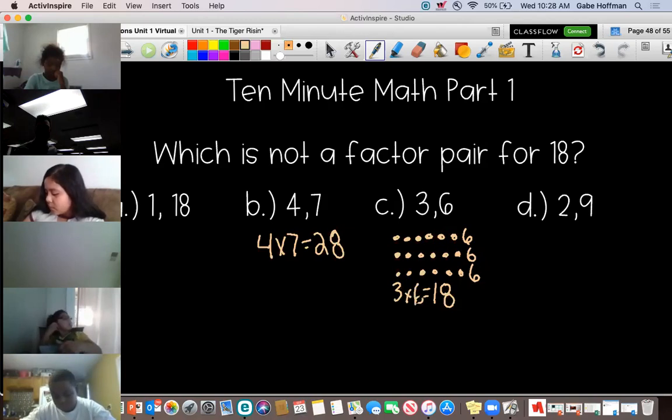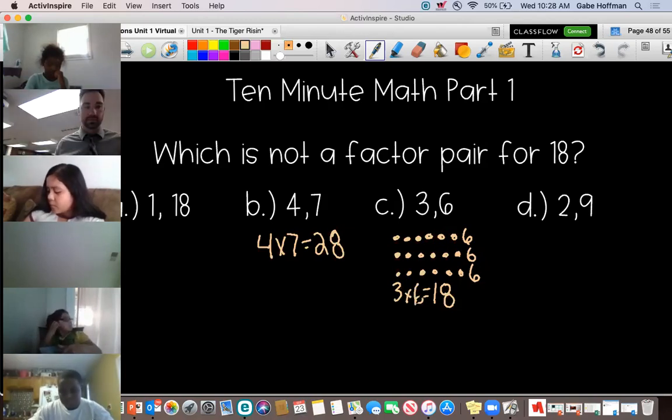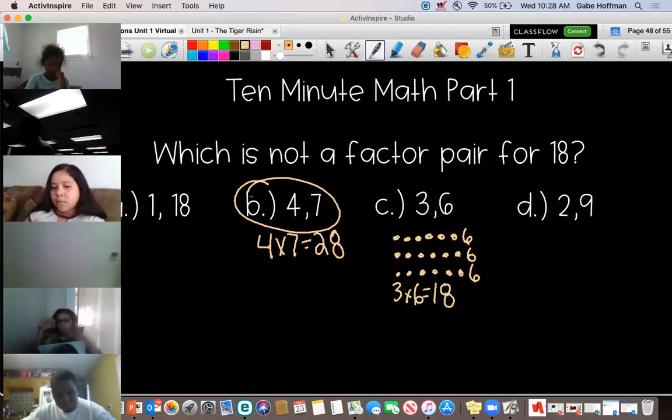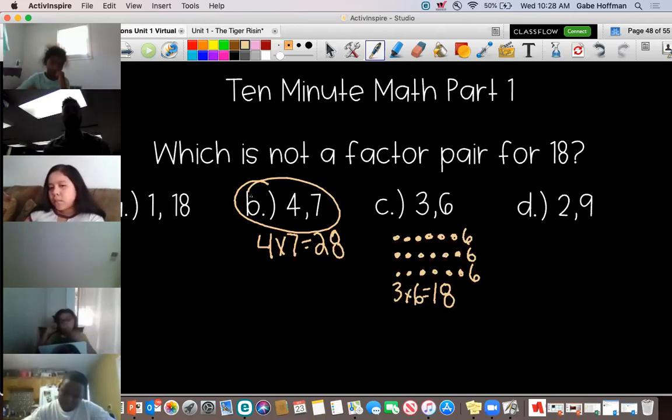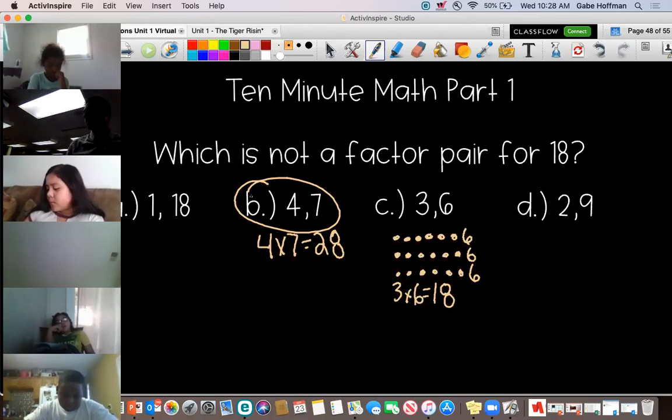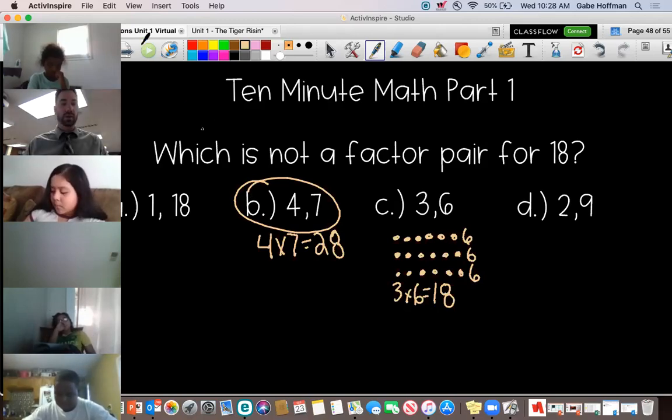So do we want to change our answer maybe a little bit, Ania? Do we want to agree with Cynthia? Yeah. B would be right, because 4 times 7 equals 28. So that would be the one that does not go. We know 1 times 18 does for sure. 2 times 9, if you double 9 or do 9 plus 9, you also get 18. All right? So that would be correct, 4 and 7. Let's move on to quick images.